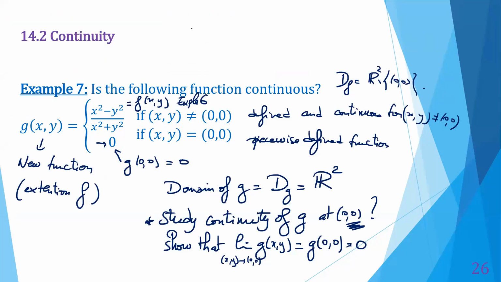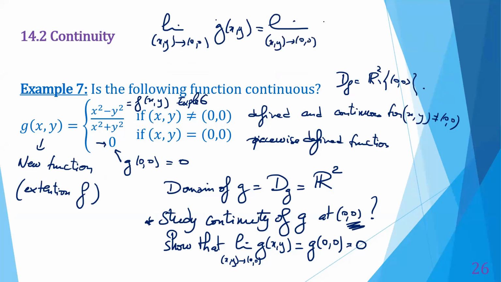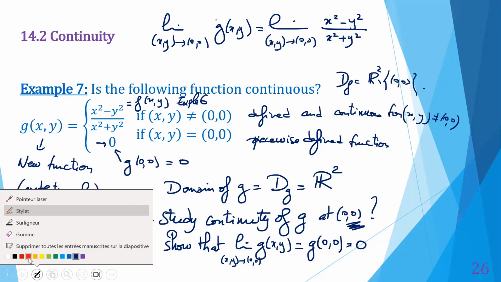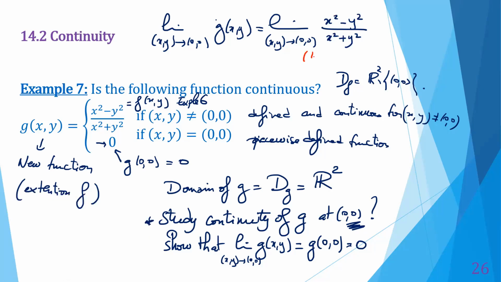قلنا unfortunately, the limit is not continuous دكتور. Not continuous because the limit at (0,0) of g(x,y), which is the limit of (x² − y²)/(x² + y²) at (0,0), قلنا هذه we have already studied this limit in example 1. We call this limit does not exist. So it cannot be equal to g(0,0).